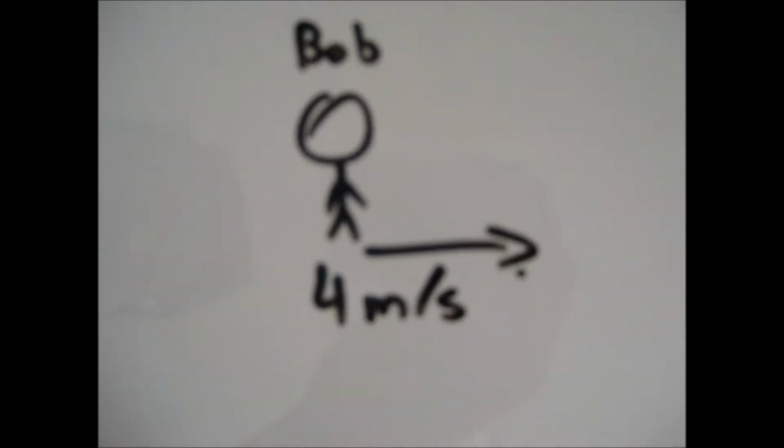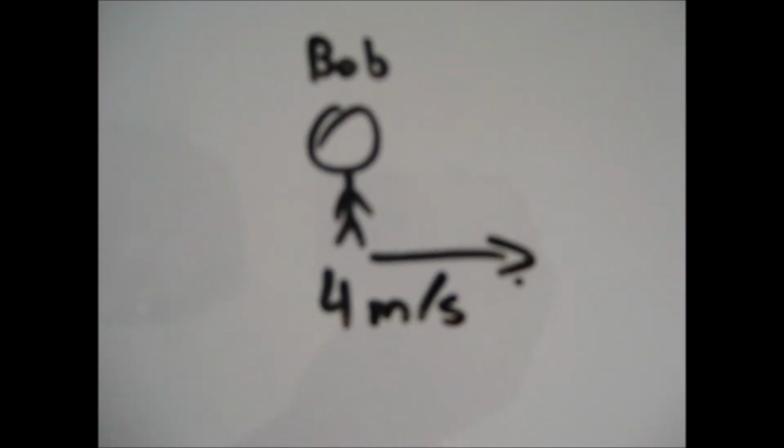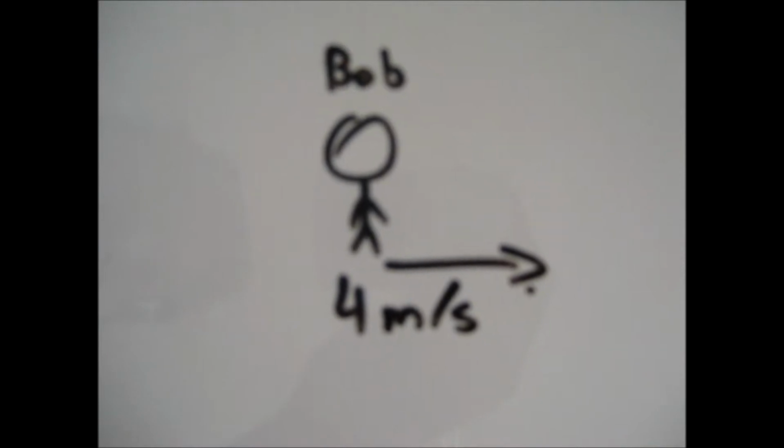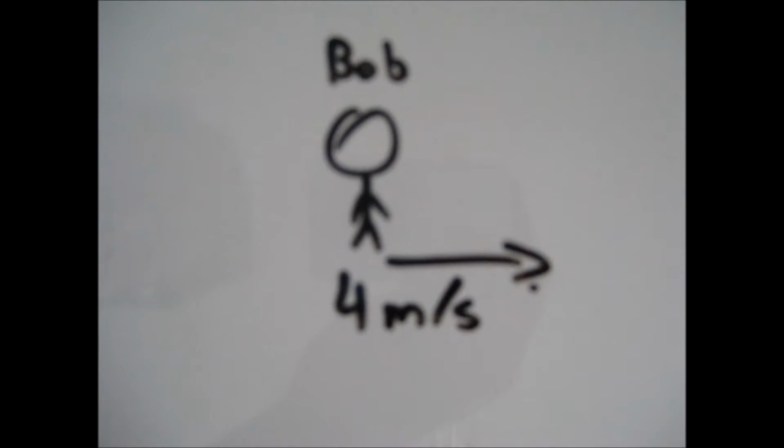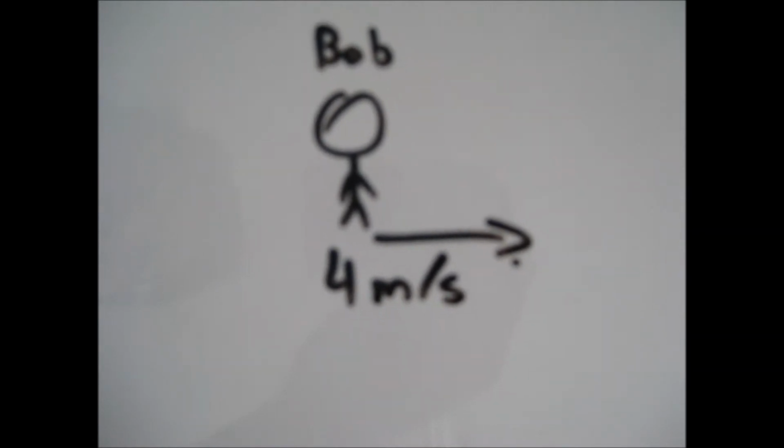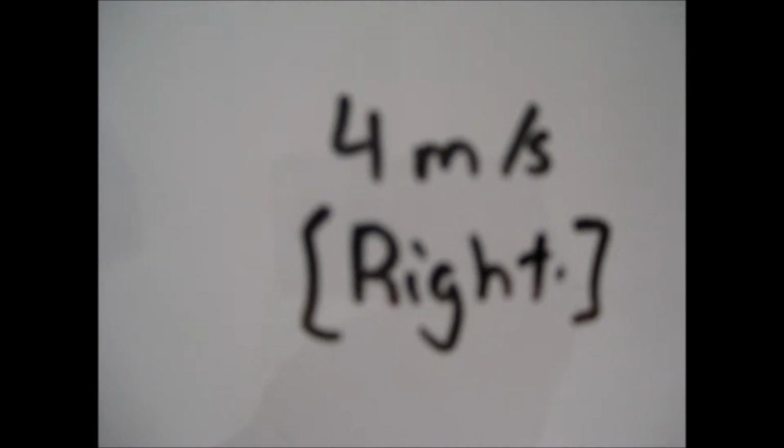So, for example, my friend Bob here, he's walking off the page at 4 meters per second. Now that 4 meters per second would be your speed. However, if you want to find velocity, you need to find a direction. In this case, he's going to the right. So his velocity will be 4 meters per second to the right.